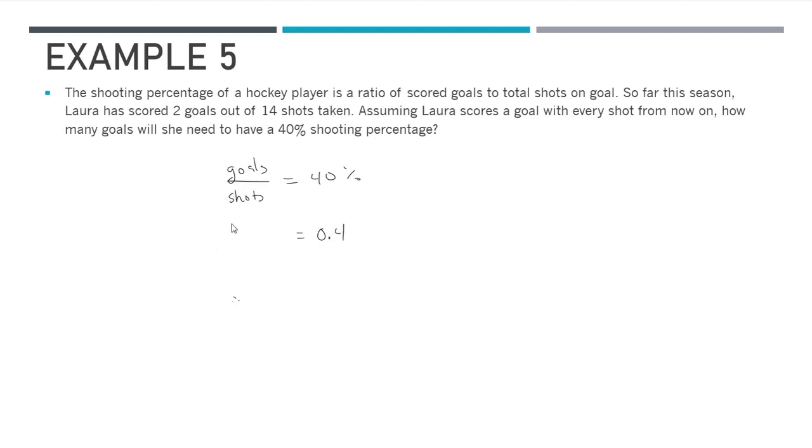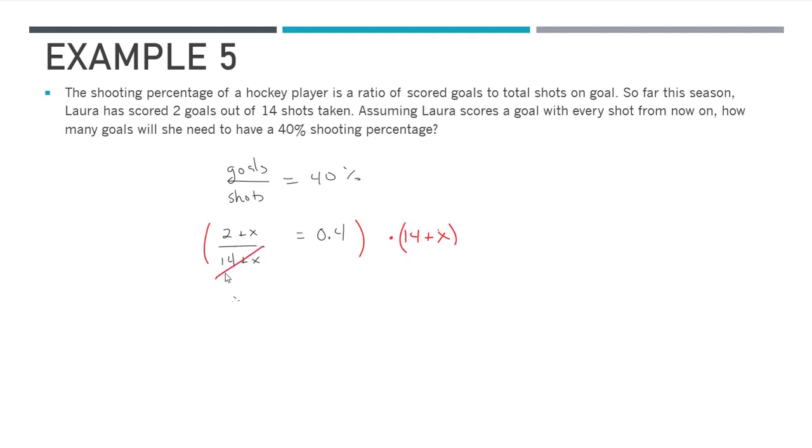Now so far I have 2 goals out of 14 shots. Now we're assuming that every time I take a shot from now on, I get another goal. So this time it's going to be plus x, so that's the number of extra shots I have to take. And then our total number of shots should also go up at the same time. And now we just need to solve this. Now we only have a denominator on the left side, so I'm going to multiply both sides by 14 plus x.